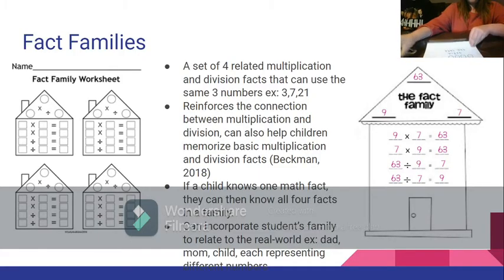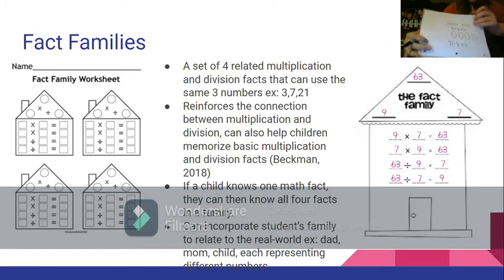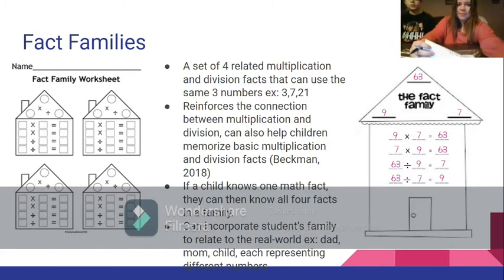Okay, for our next strategy, we will be using fact families. So a fact family is a set of 4 related multiplication and division facts that can be used by the same 3 numbers. It reinforces the connection between multiplication and division and can help children memorize basic multiplication and division facts. If a child knows one math fact, then they can know all 4 facts in a family.